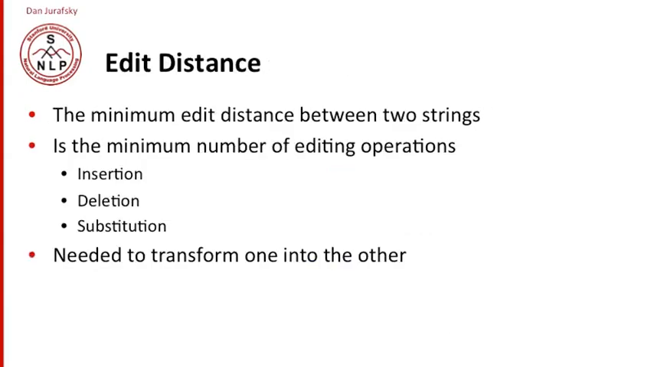So let's define edit distance. The minimum edit distance between two strings is the minimum number of editing operations, insertion, deletion, and substitution, that are needed to transform one into the other. We generally use these three editing operations. You can imagine more complicated transpositions and long distance movements, but we tend to avoid those.